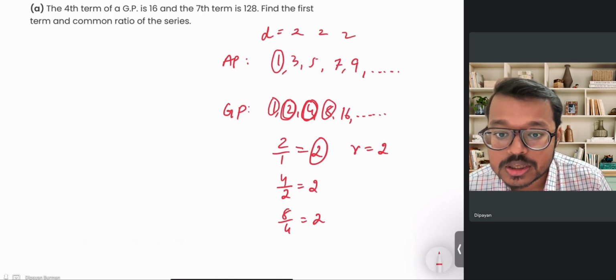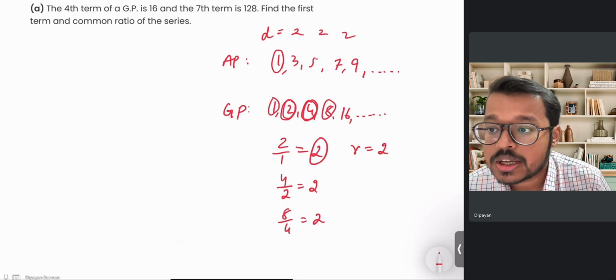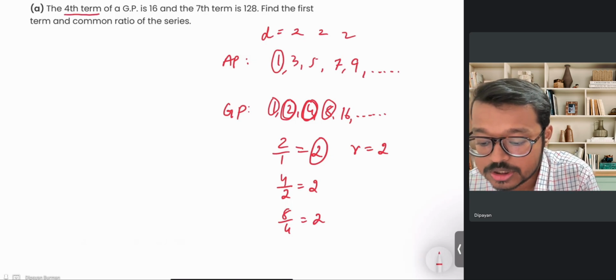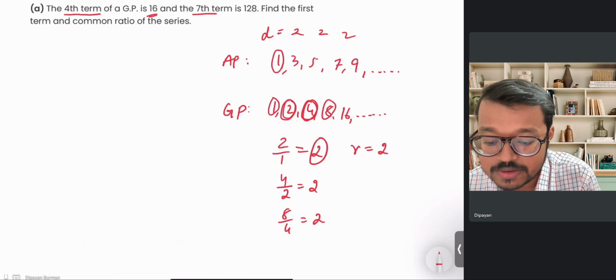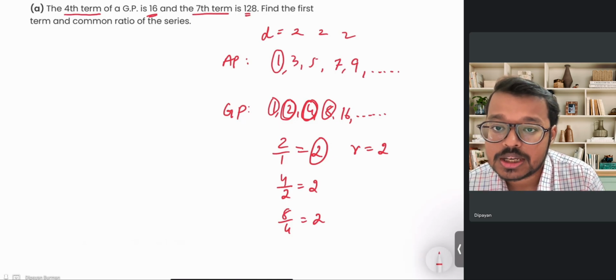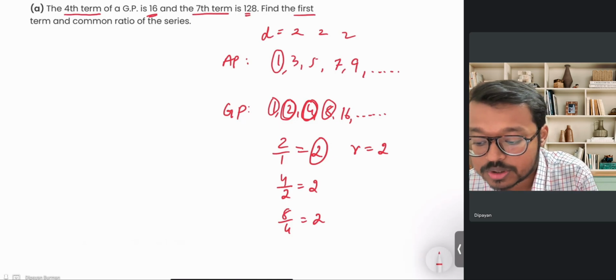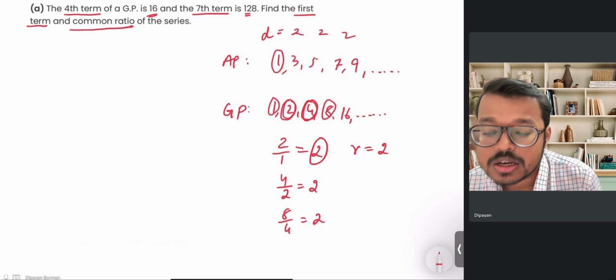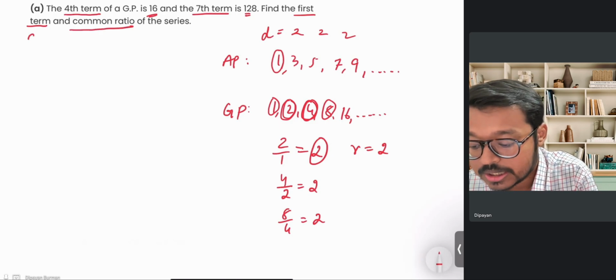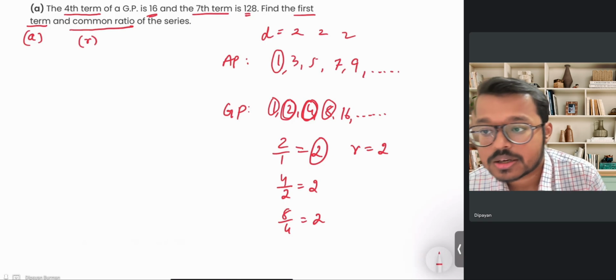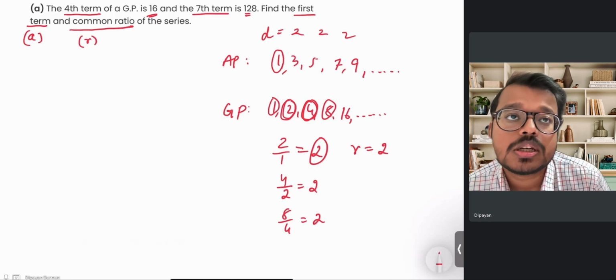Now suppose in this question they are giving me the fourth term of the GP, which is 16, and the seventh term of the GP, that is 128, and we are supposed to find what is the first term and the common ratio of the series. First term is A and common ratio is R. They are asking for these two numbers.